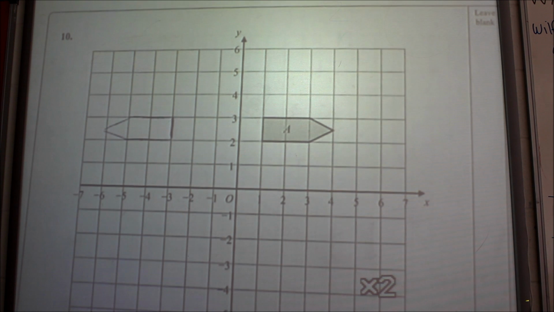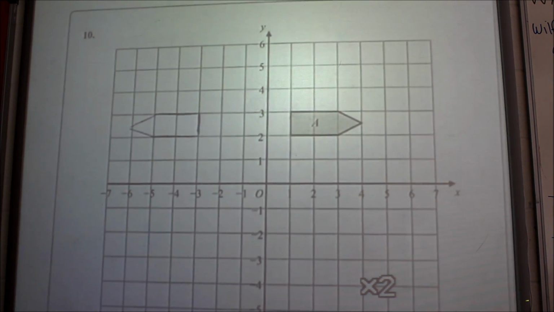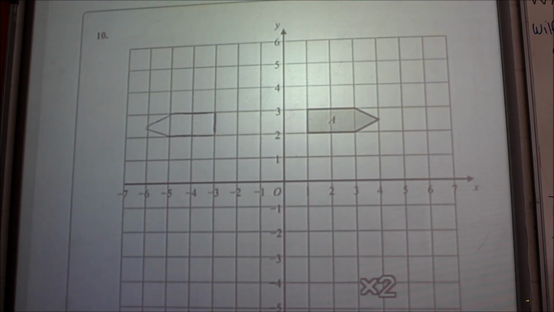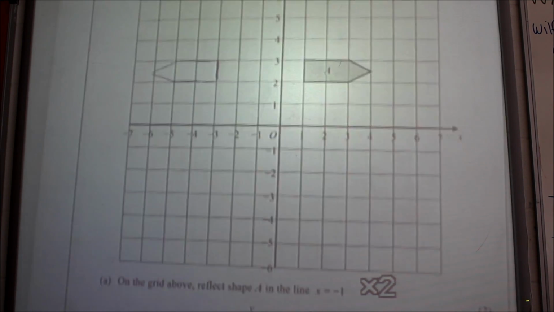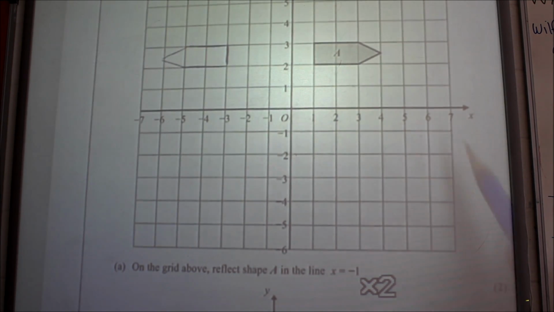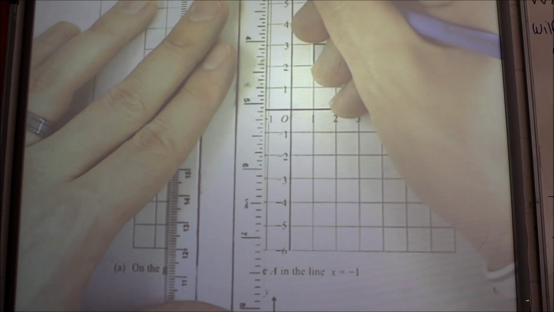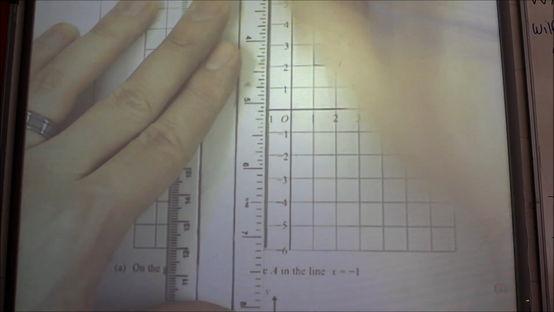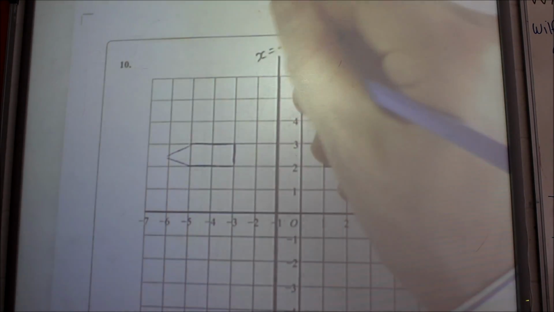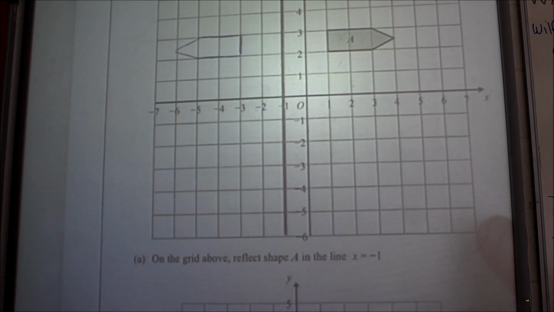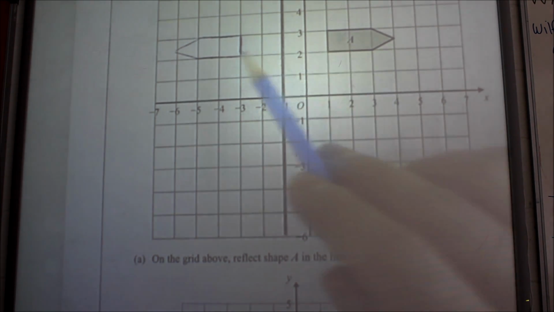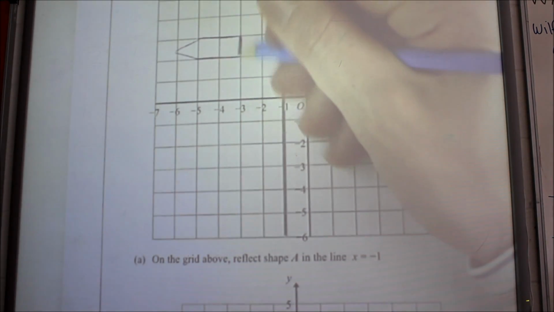And question 10, final one. On the grid above, reflect shape A in the line x equals -1. The line x equals -1 is here. I'm going to draw that on for you. In the exam, it's probably good practice to draw it on as well. And you can even label it if you want. X equals -1. You can reflect it with tracing paper, and it'll end up over here. I'll shade that in to make sure you can see it.